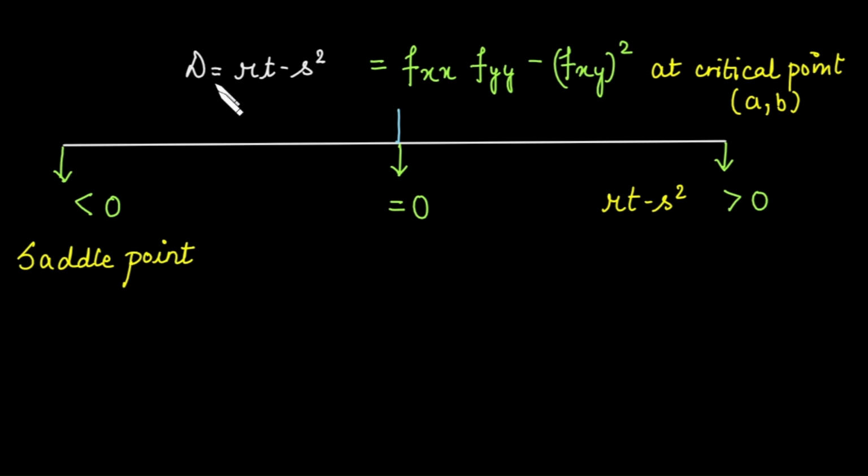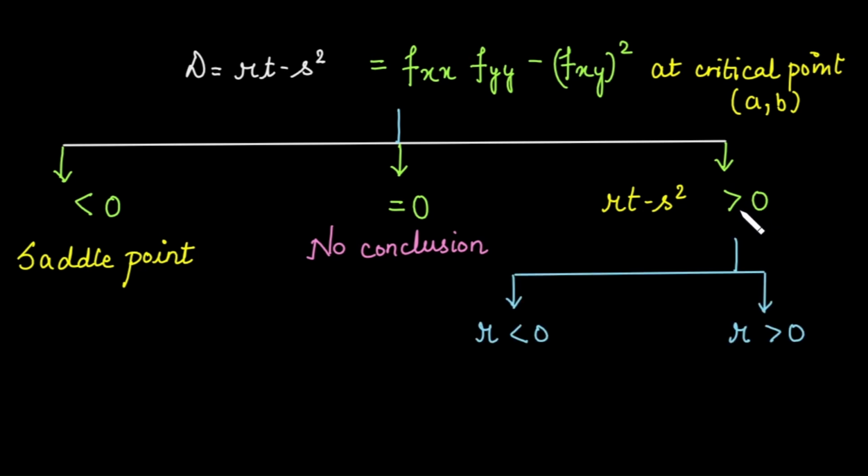If the discriminant D is equal to 0, in that case there is no conclusion. Maybe it may have a maxima or a minima. We need some other test to verify that. And if D, meaning RT minus S squared, is greater than 0, in that case it may have maxima or minima. But we need to identify what is the behavior of R.